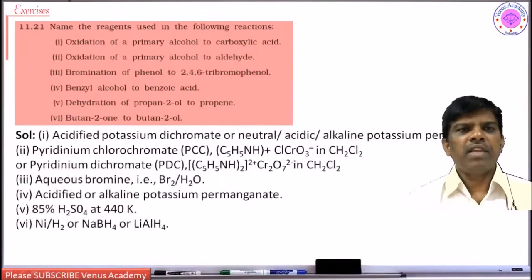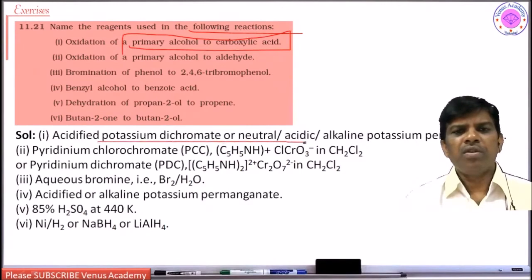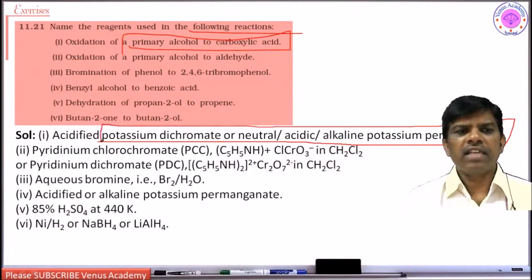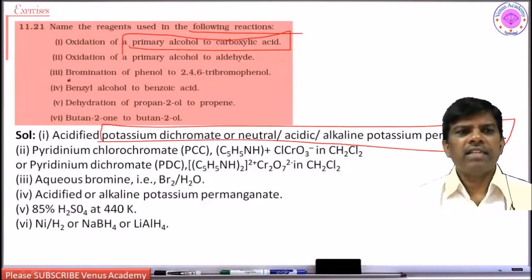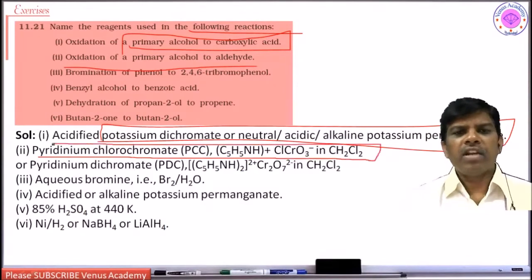Next, name the reagents used in the following reactions. Yes students, oxidation of primary alcohol to carboxylic acid. What is the best method? Potassium dichromate you can use, or neutral, acidic or alkaline potassium permanganate. This is a very strong oxidizing agent where alcohols undergo over-oxidation to give carboxylic acids. And oxidation of primary alcohol to aldehyde, so this is pyridinium chlorochromate in dichloromethane. What is the reagent? It is Jones reagent.